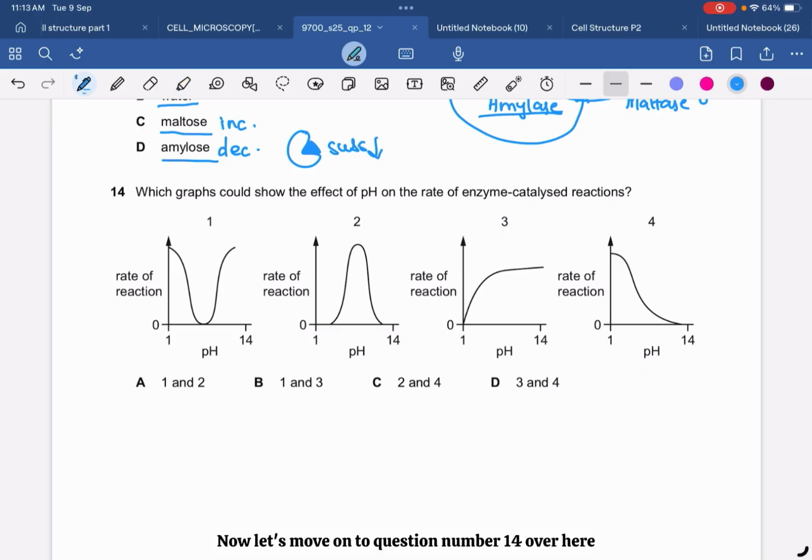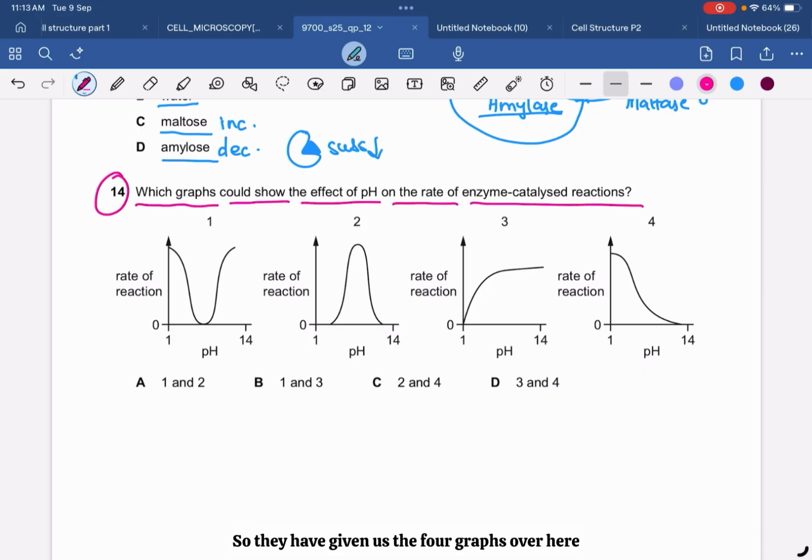Now let's move on to question number 14, which asks which graphs could show the effect of pH on the rate of the enzyme catalyzed reaction. They have given us the 4 graphs, and they are asking which of these 4 graphs shows the effect of pH on the rate of the enzyme catalyzed reaction.